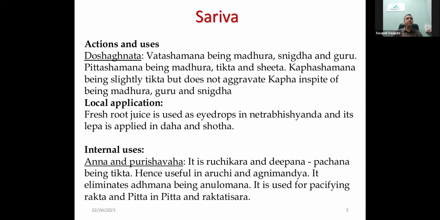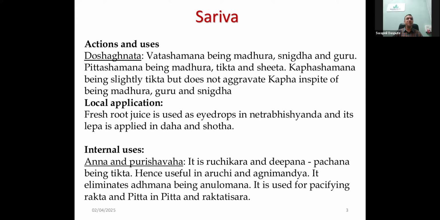Internal consumption: be careful about sterility and contamination. Internal uses: in Annavaha and Purishavaha Srotas, what is its action? It is Ruchikara, Deepana and Pachana, as it is Tikta. Hence, it is useful in Aruchi and Agnimandya. Self-explanatory words, no need for additional explanation. It eliminates Adhmana, being Anuloma. Adhmana is bloating of the stomach, inside the stomach.